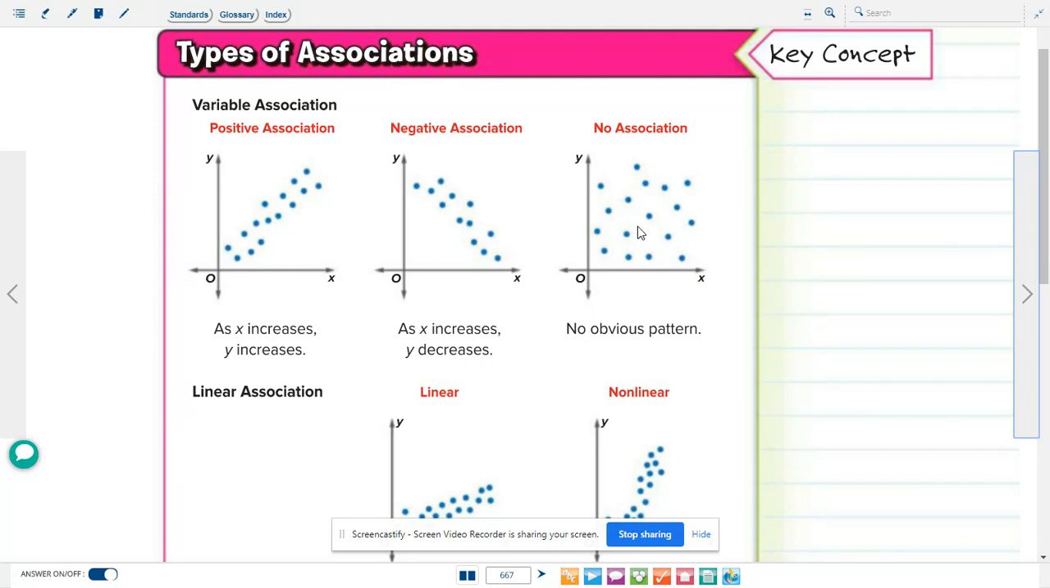Here, that was the one that we talked about, the last digit of your phone number and how that relates to your quiz grades. That's no association. No obvious pattern, they're just kind of randomly scattered on the page.